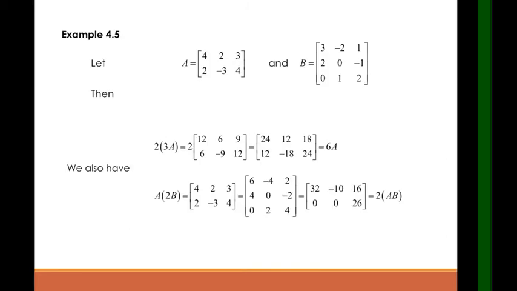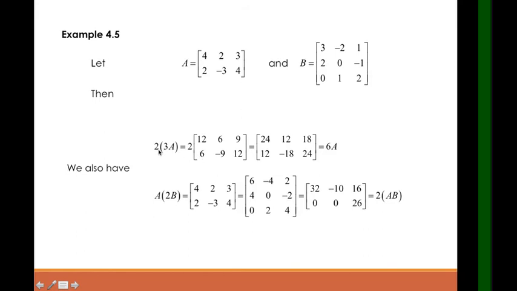So example number 4.5, we have two matrices. A is equal to the matrix 4, 2, 3, 2, negative 3, and 4, and B is equal to the matrix 3, negative 2, 1, 2, 0, negative 1, 0, 1, and 2. Then the product of 2 quantity 3A, that is R quantity SA, is equal to 2 3A. So we need to multiply first 3 times A. So 3 times 4, 3 times 2, 3 times 3, 3 times 2, 3 times negative 3, and 3 times 4, you will get this product.